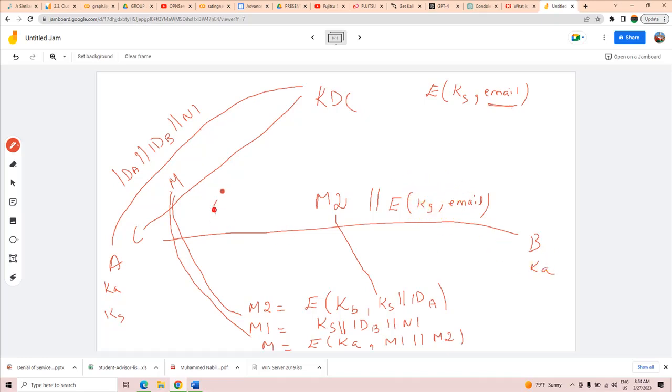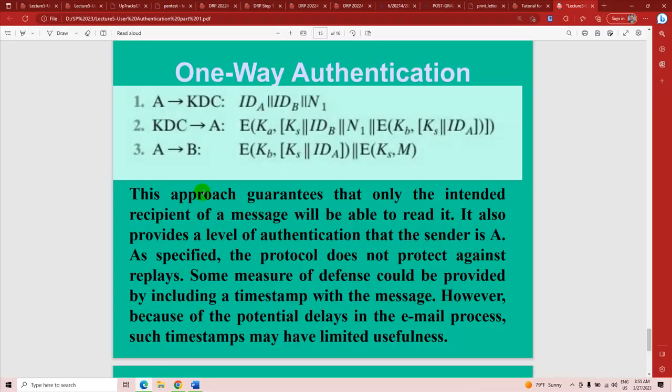If this process is successful, it proves that B has received the message from A successfully. Clear? B is not authenticated to A, but A is authenticated to B. So this is one-way authentication. This approach guarantees that only the intended recipient of the message will be able to read it. Only B can read the message, because the email is protected using the session key, and the session key is sent to the recipient B, protected by the master key of B.